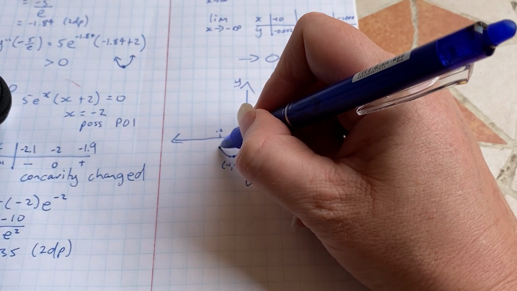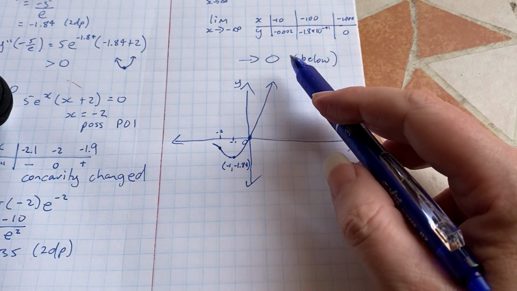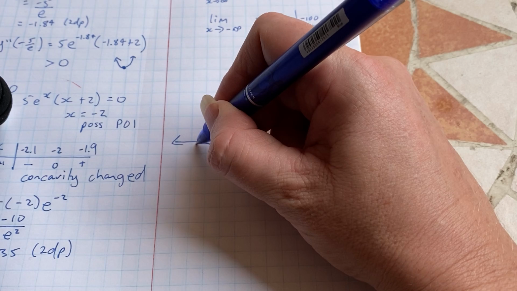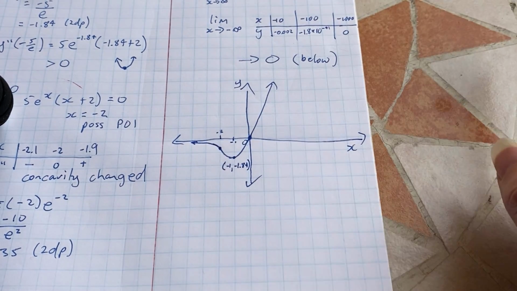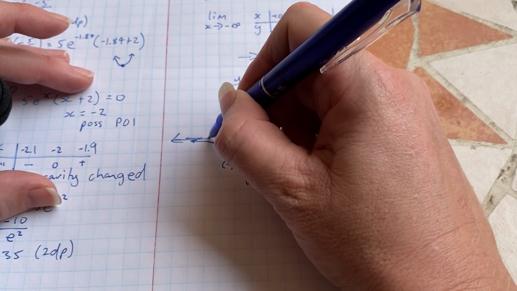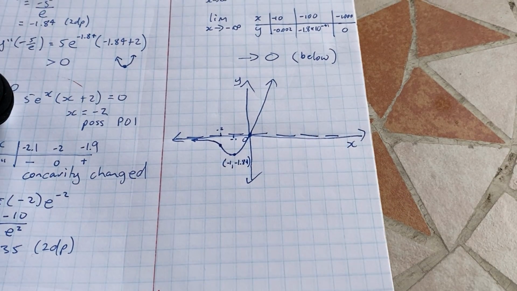Now this is a point of inflection, so after that it's going to be concave down. And we found that it gets closer and closer to 0, but never touches 0. So there is a horizontal asymptote there at 0. And that's what the curve looks like.